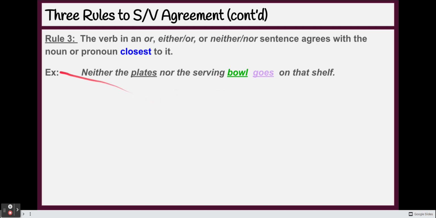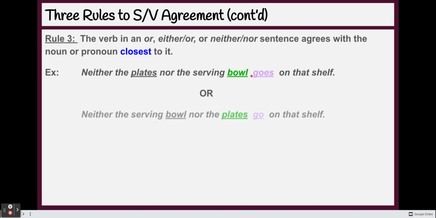Now, because we are using the neither nor combination, and we have more than one subject, like we don't have just a single plate, we have multiple plates, and we have one bowl, we are going to make our verb agree with the noun that is closest to it. Now, because the word bowl, which is singular, is closest to the verb, we have to pick the singular version of the verb. Now, this sentence could easily have been swapped and written this way.